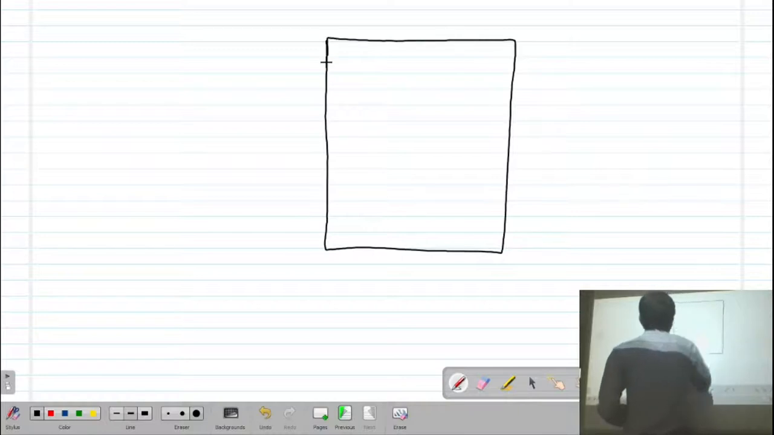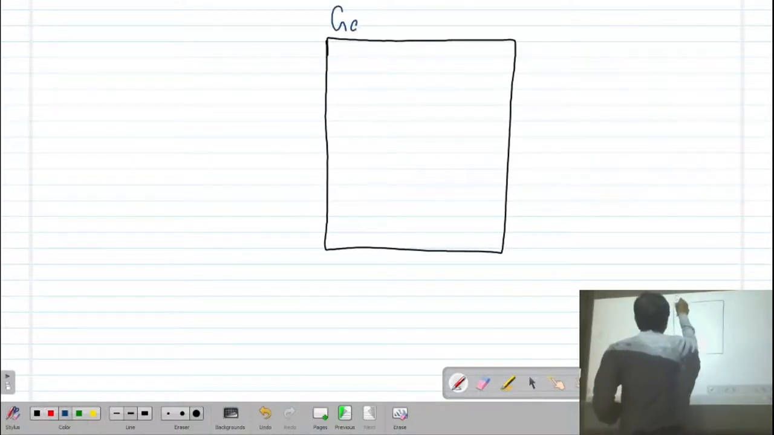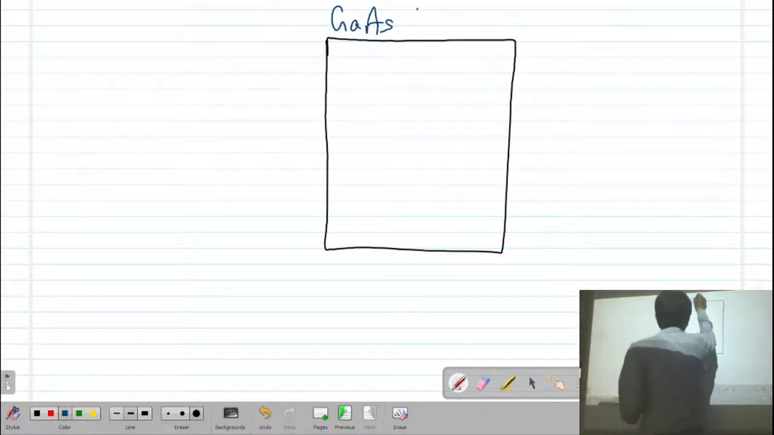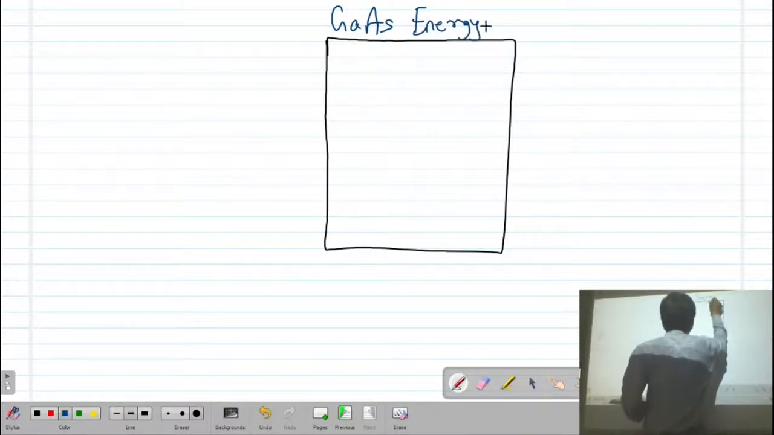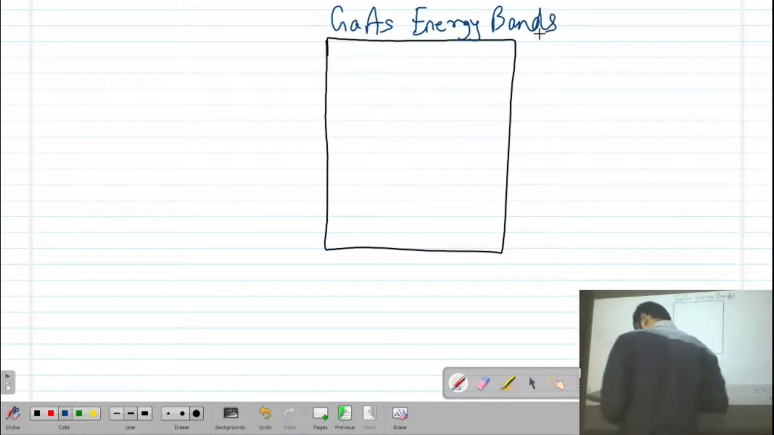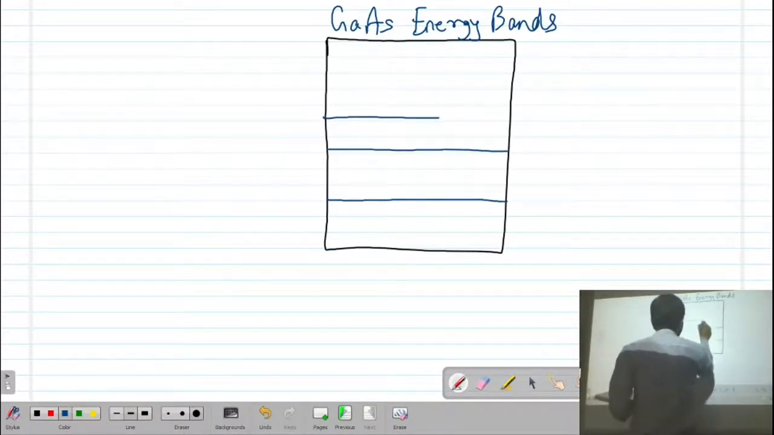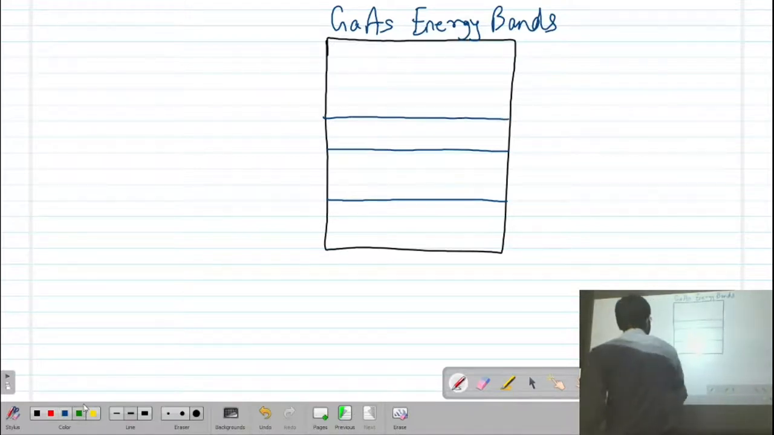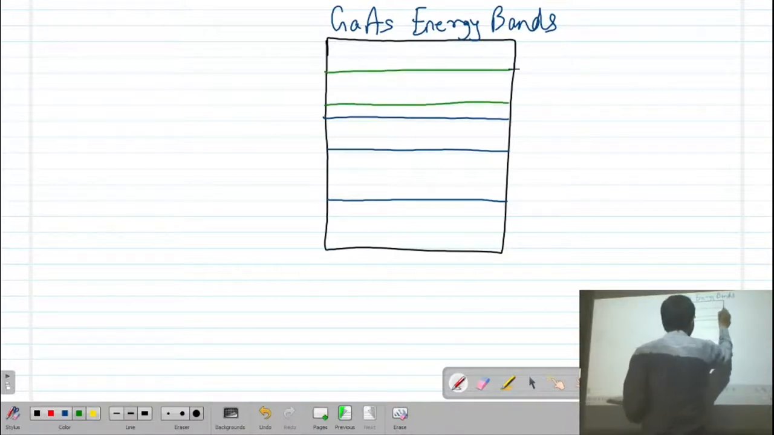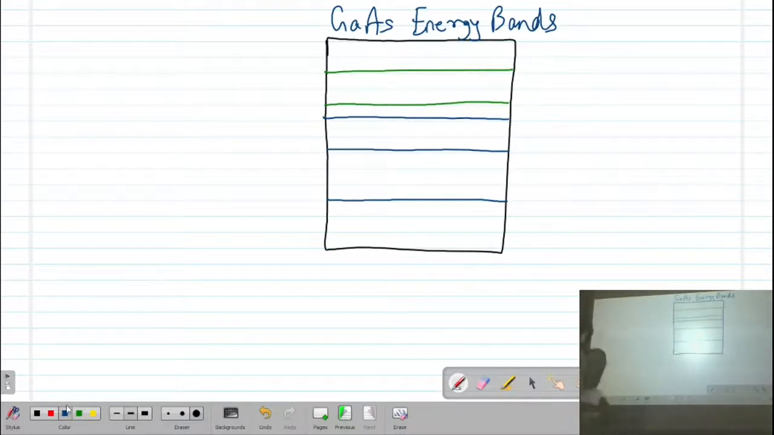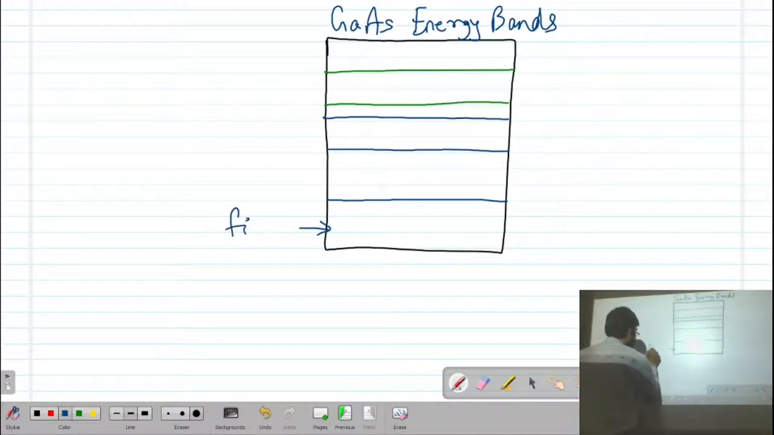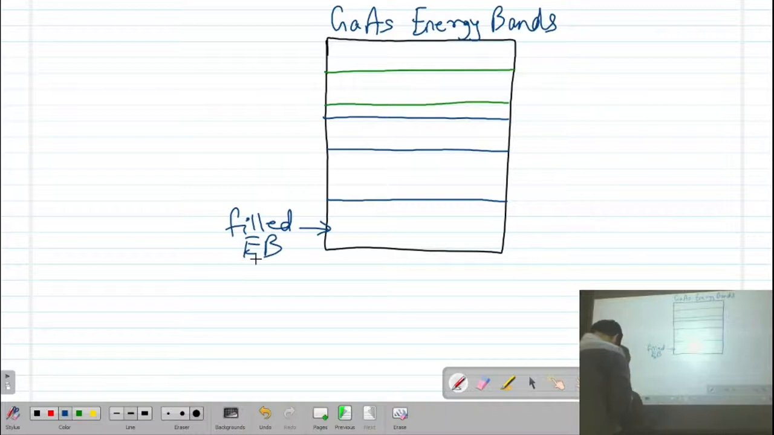Normally gallium arsenide is used. You will see the energy band diagram, the energy band structure of gallium arsenide, GaAs. You will have one bigger filled band over here, then a forbidden gap, then another filled band, then a small forbidden gap and an upper band. These are filled energy bands. This is the forbidden gap.